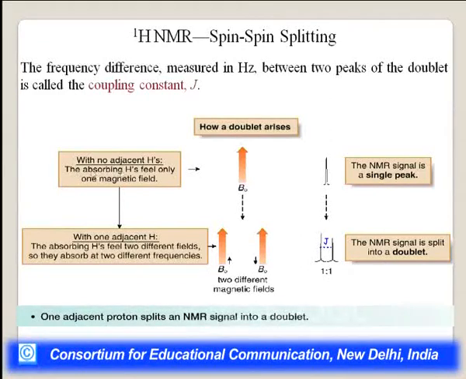The frequency difference measured in hertz between two peaks of a doublet is called the coupling constant. With no adjacent hydrogen atom, the absorbing proton feels only one magnetic field and only a single signal will be observed. If there is one adjacent proton, the absorbing proton feels two different fields, one felt by itself and another felt by the adjacent proton. So they absorb at two different frequencies. Simple, the doublet will be observed for this kind of proton. One adjacent proton splits an NMR signal into a doublet due to the n+1 rule.